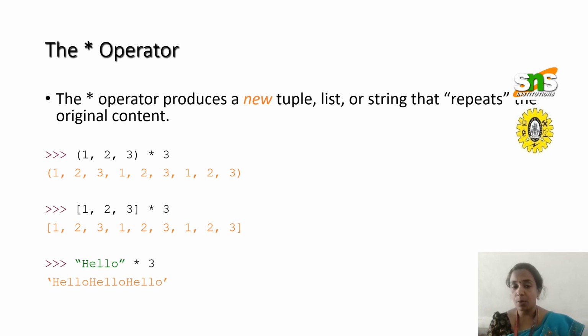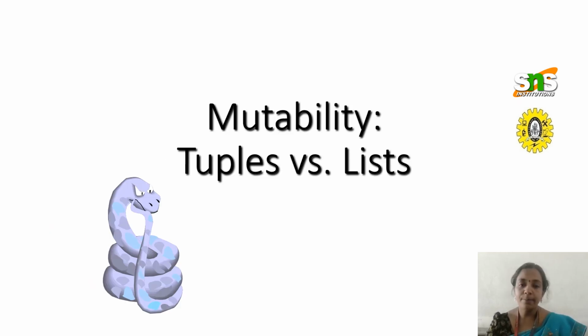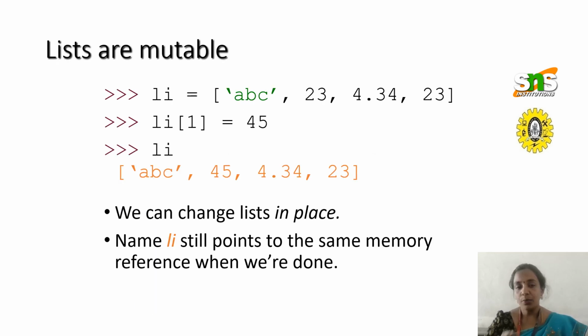Okay, sequence type operators. When operators are used with sequences, what do we have to do? This produces a new tuple. A new tuple will be produced, a new list will be produced, and a new string will also be produced, but the number of times gets increased. The next one is mutability of tuples and lists. Which is mutable, which is immutable? That we are going to see in the forthcoming slides.